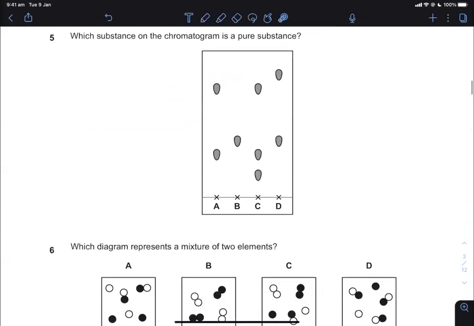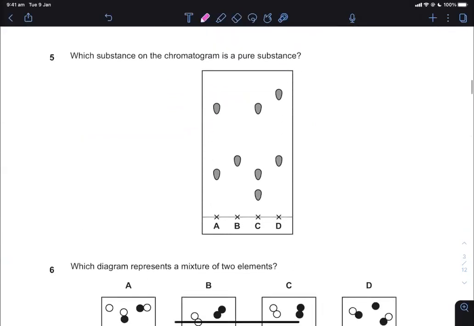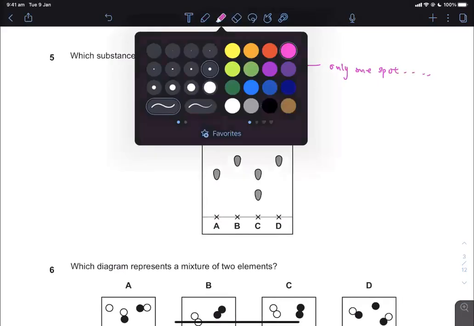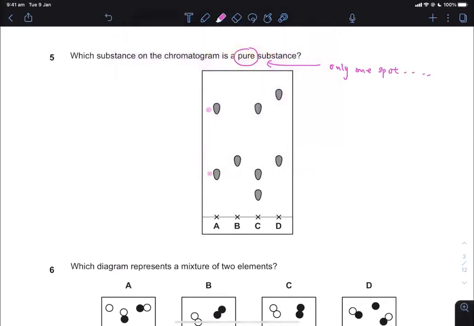Moving on, question 5. So just now it's about pure substance. Pure substance means only one spot. It does not separate into 2 or more things. Here you can see A separates into 1 and 2. So A is impure, not pure. In fact, B is pure because B only separates into 1. C is also not pure, it's separated into 3. D separates into 2 things. That's the idea of chromatography.